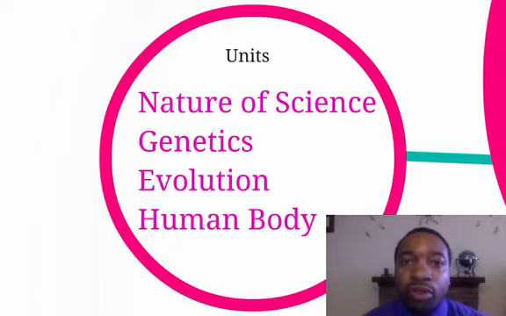Then we move on to evolution and tackle the question of why there's so much biodiversity on this planet. We look at natural selection as the underlying mechanism for evolution. And then we transition to the human body, and we focus on digestion, circulation, and respiration, and the unit culminates in a pig dissection.